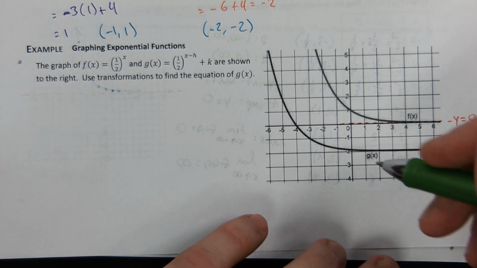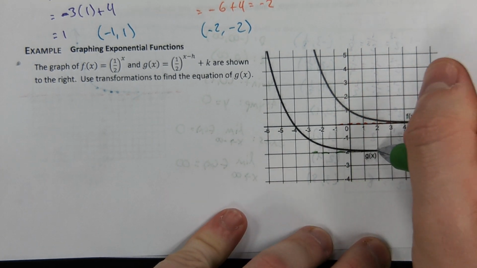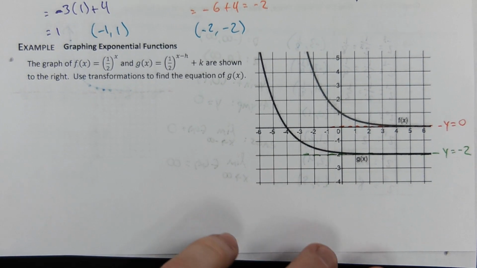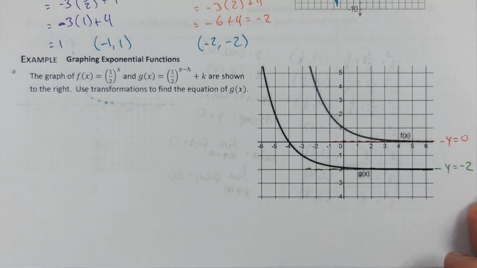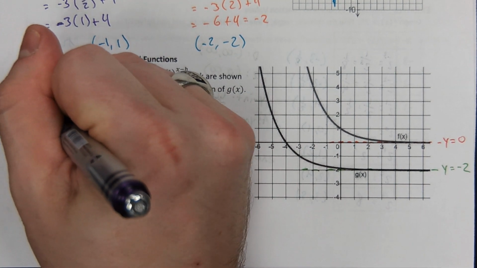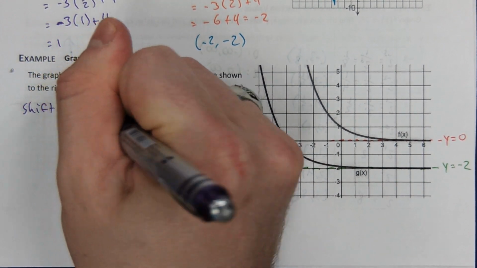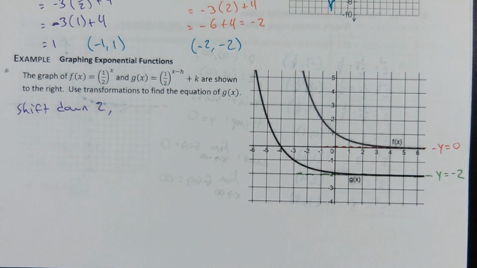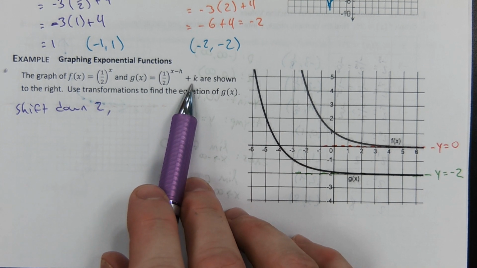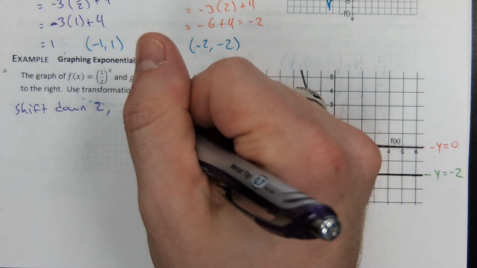But the transformed graph g of x has y equals -2 as its asymptote. So tell me, which direction and how many do I have to shift f of x? Which direction? Down 2 units. So we're going to shift down 2. So if we're shifting down 2, what does that make the value of k? -2.